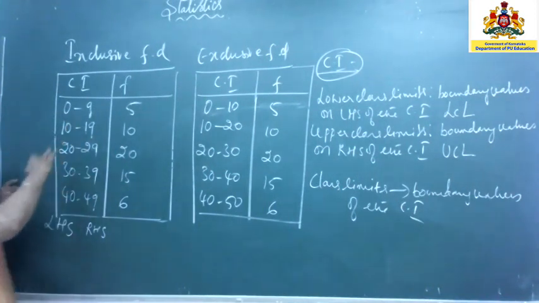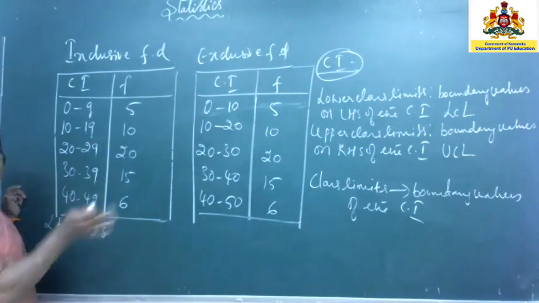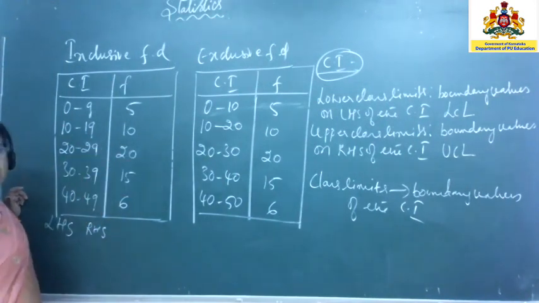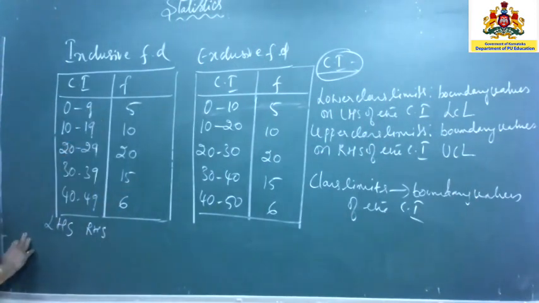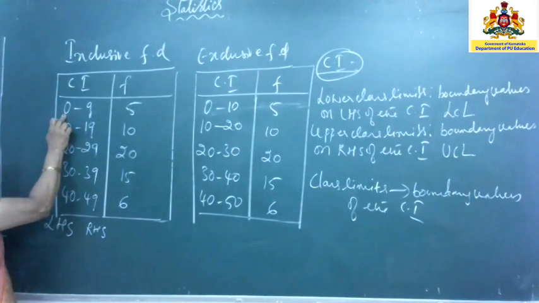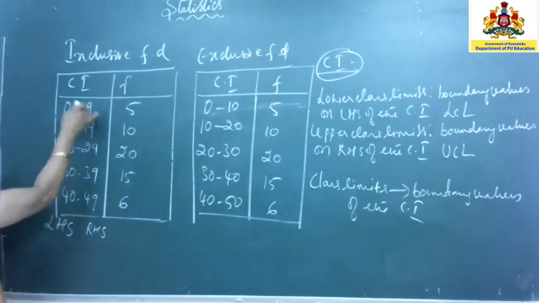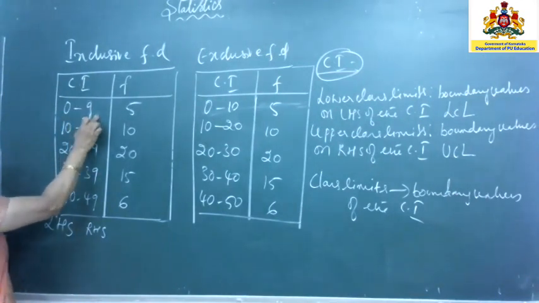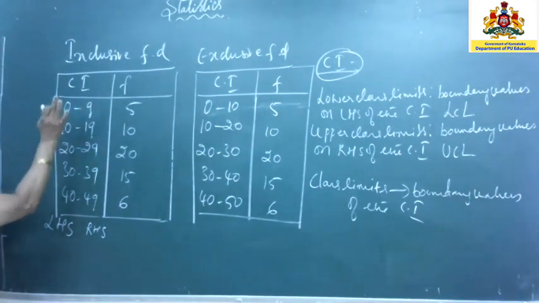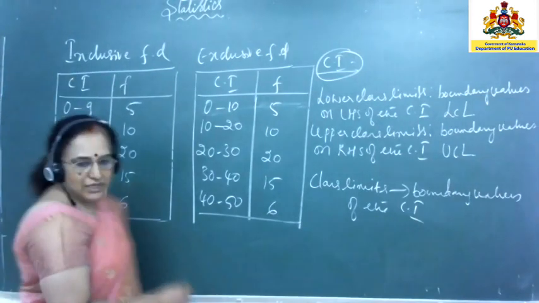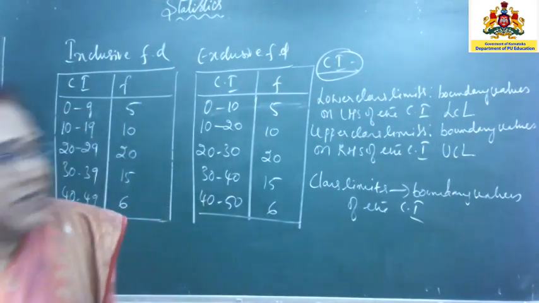Now, we try to differentiate inclusive and exclusive only with the help of these upper and lower class limits. Say for example, if you take this inclusive frequency distribution, here this is the lower class limit, this is the upper class limit. Here you are including both the lower class limit as well as the upper class limit in the same class interval. So what are the numbers to be included? 0, 1, 2, 3, 4, 5, 6, 7, 8 up to 9. 9 is also included. So therefore this becomes an inclusive frequency distribution. In other words, you call it inclusive class intervals.